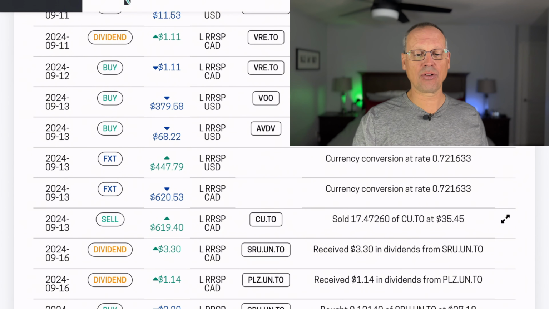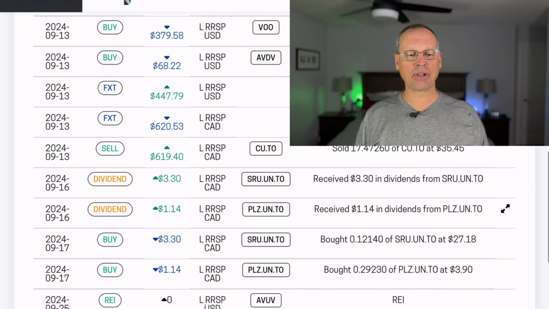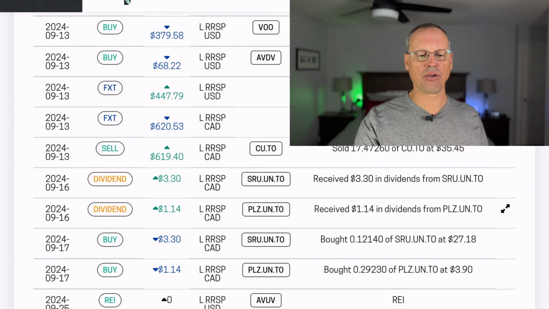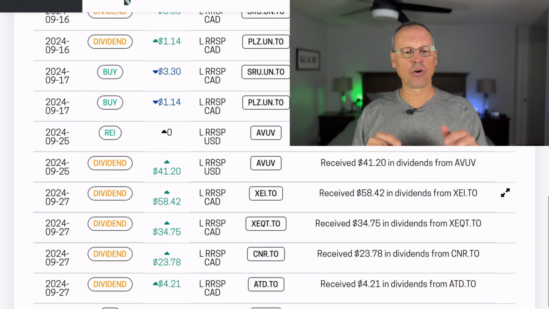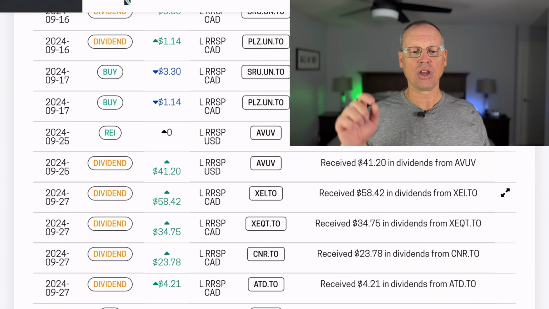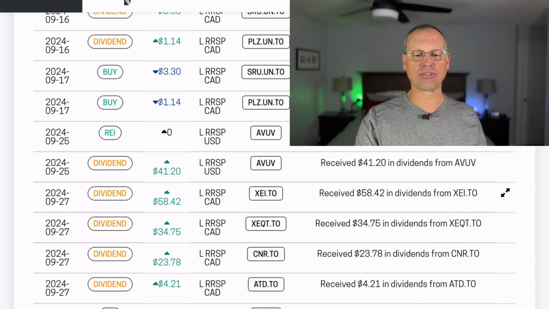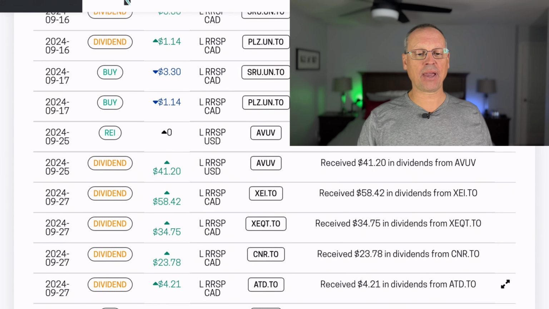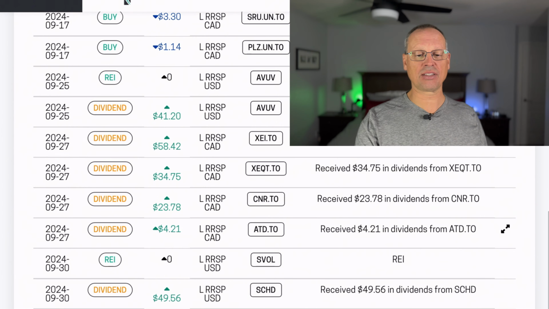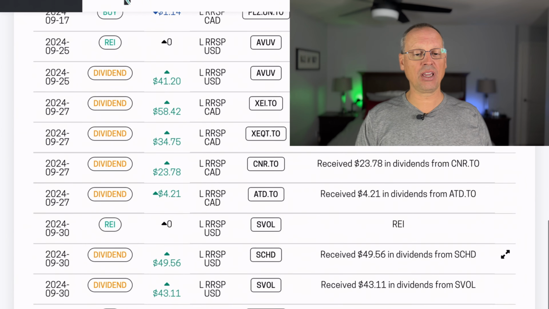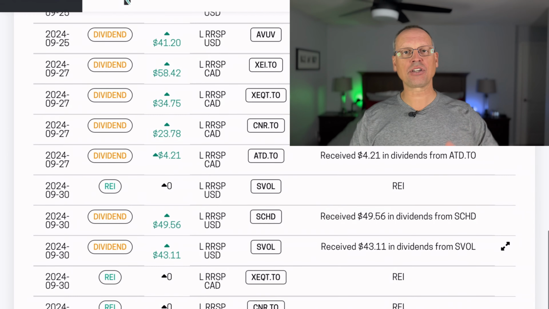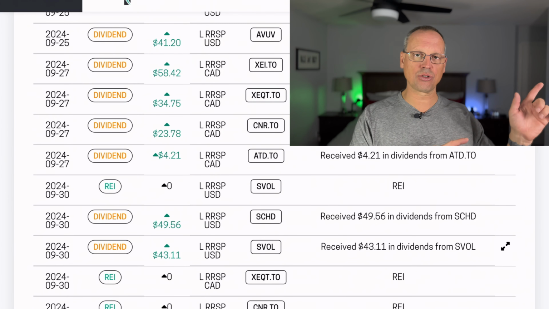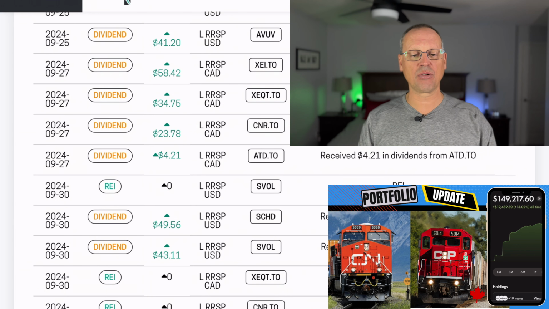And then scrolling down, we had SRU pay out $3.30, Plazaria at $1.14, once again reinvested right back in. And we can see here that we had $41.20 from AVUV payout, totally reinvested back into the position. XEI paid out $58.42, XEQT, $34.75. CNR, a new position that I added to my TFSA, so jump over and check that video out if you want to see why I added that.